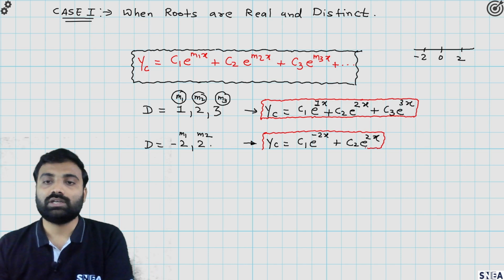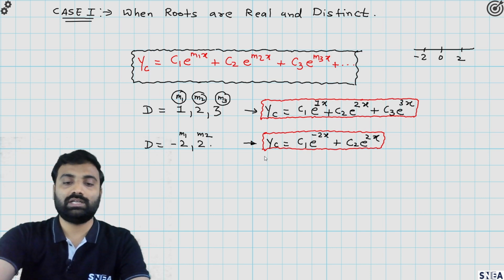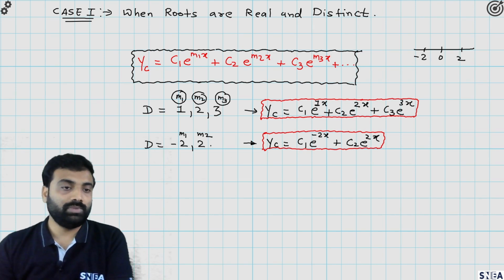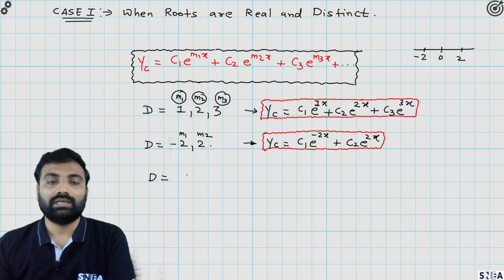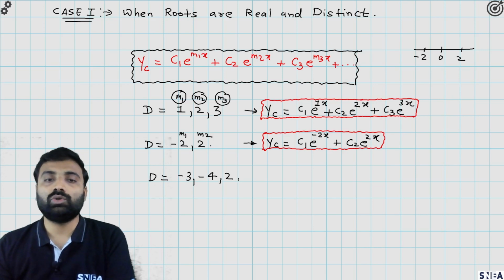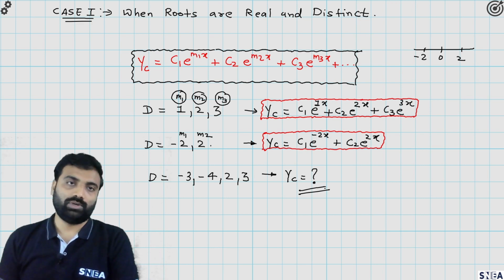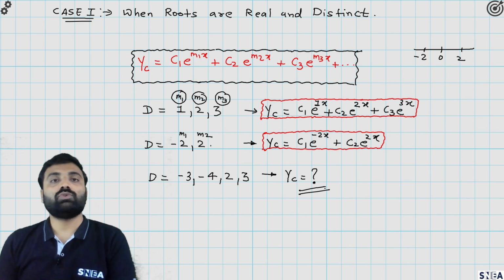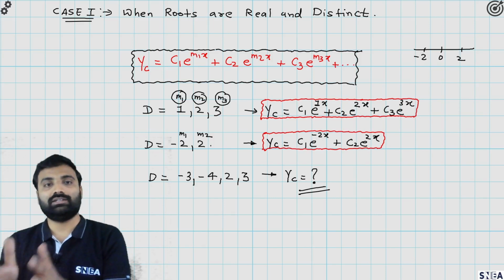I want one thing from you. Now you have to comment in the comment section what will be the answer in this case: roots equal to -3, -4, 2 and 3. I want the value of yc in the comment section for case number 1. Perfect. So this was our case 1, when the roots are real and distinct.